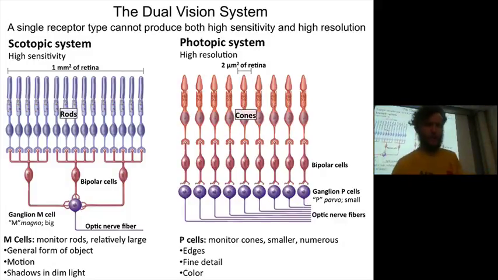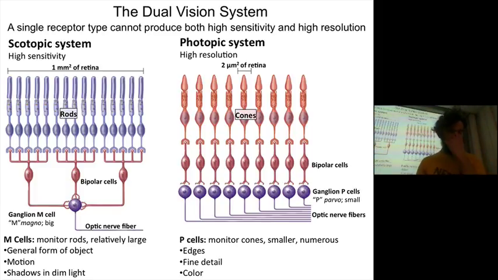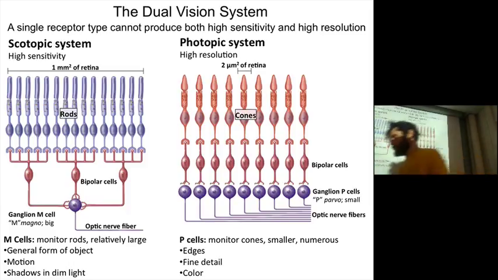But I wanted to finish up a couple things in the eye, the visual system. So there's this notion of the dual visual system. And in fact, we do have sort of two distinct visual modes, pathways. I don't know what the right word to describe it is. They use system, dual visual system.